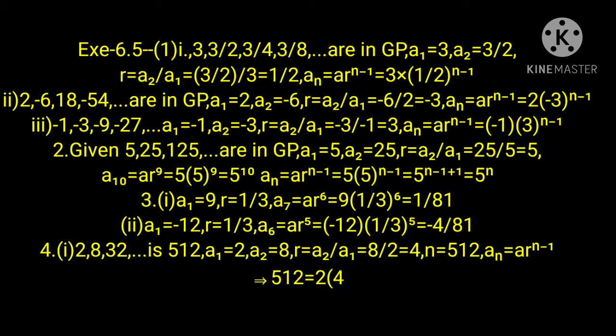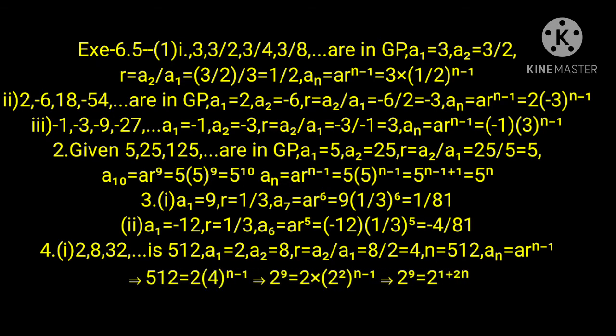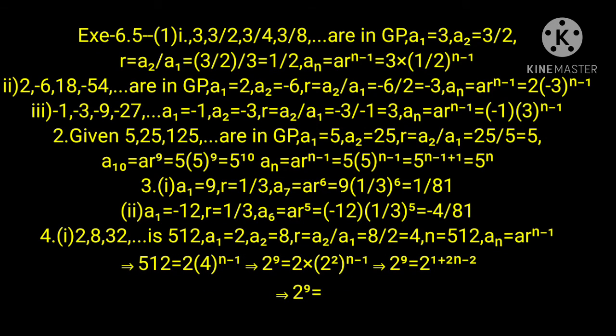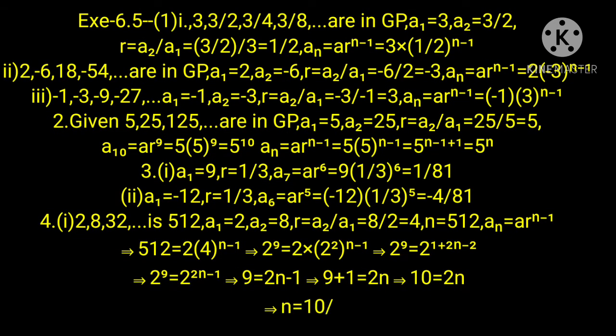Formula: an is equal to a r power n minus 1 implies an is 512 is equal to a is 2 and r is 4 power n minus 1 implies 2 power 9 is equal to 2 into 2 square power n minus 1 implies 2 power 9 is equal to 2 power 1 plus 2n minus 2 implies 2 power 9 is equal to 2 power 2n minus 1 implies 9 is equal to 2n minus 1 implies 9 plus 1 is equal to 2n implies 10 is equal to 2n, n is equal to 10 by 2 implies n is equal to 5. Fifth term is equal to 512.